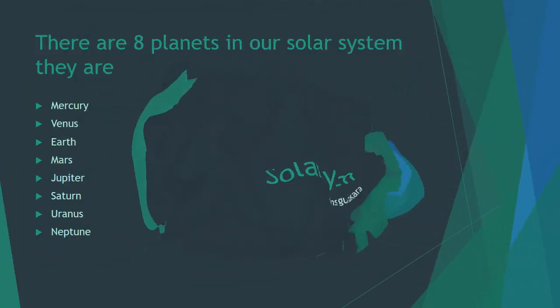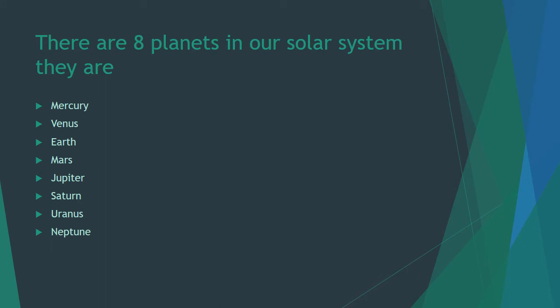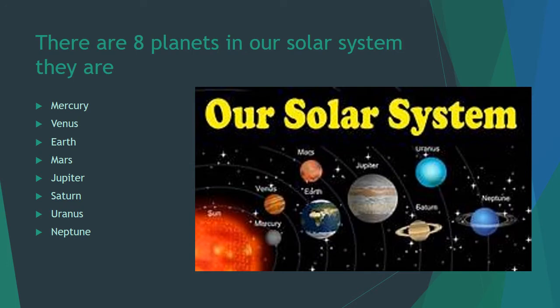Hi everybody, today we're going to talk about the solar system. There are 8 planets in our solar system. They are Mercury, Venus, Earth, Mars, Jupiter, Saturn, Uranus, and Neptune.